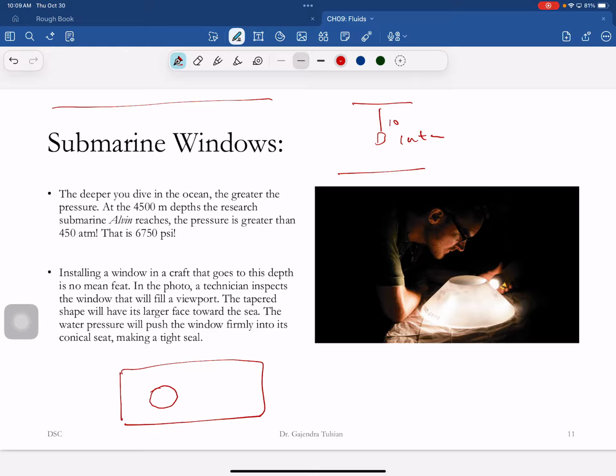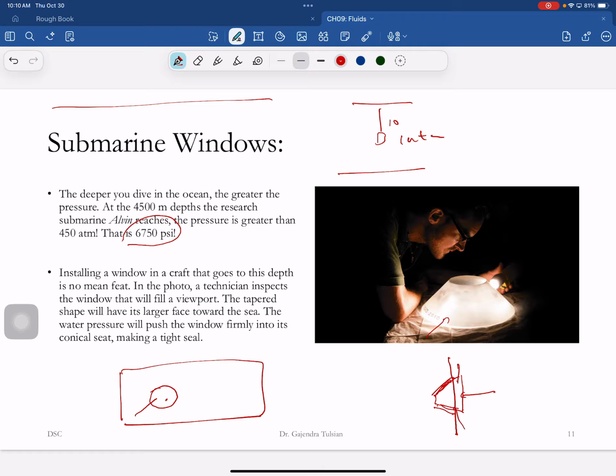So you want to have windows. Now here's a side view of the windows. Okay, you're experiencing forces of 7,000 pounds per square inch. You don't want that window cracking. Takes too long to come back up. So this is how the windows are designed. It's a conical shaped hole, and you put the window there. The harder the water pushes, the tighter your seal gets. Okay. So you just got to make sure there are no defects on the window.